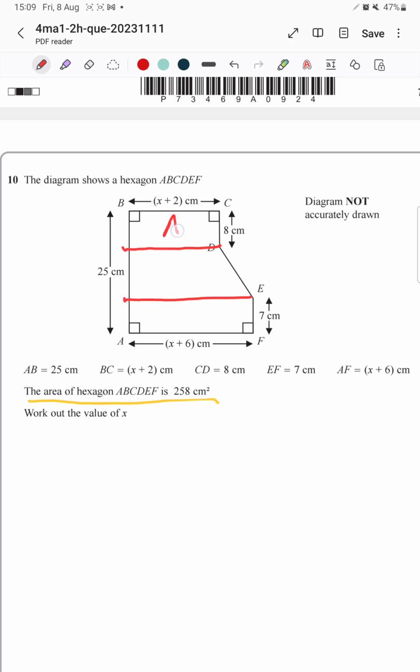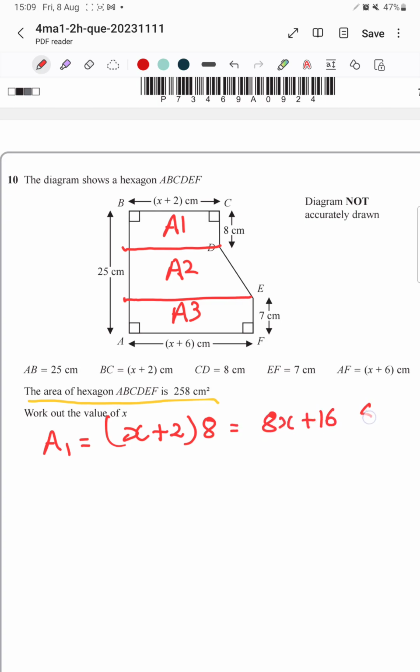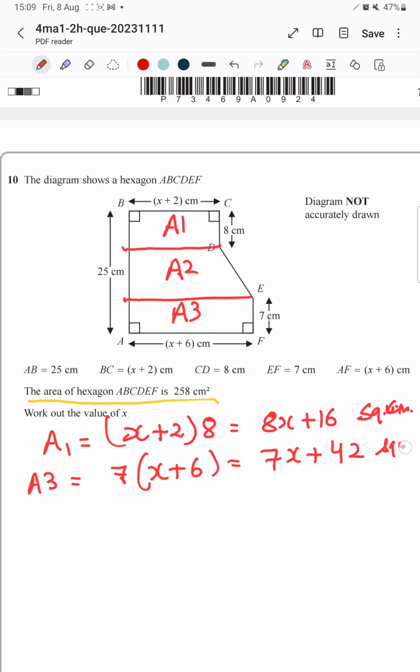So I got like this is A1, A2 and A3. Now A1 and A3 represent the two rectangles. So finding their area is super easy. It is just length times width. So A1 area will be (x plus 2) multiplied by 8, which is 8x plus 16 squared centimeters, because it's given in centimeters. Then if I find A3, that is also easy, which is 7 times (x plus 6), and that equals 7x plus 42 squared centimeters.